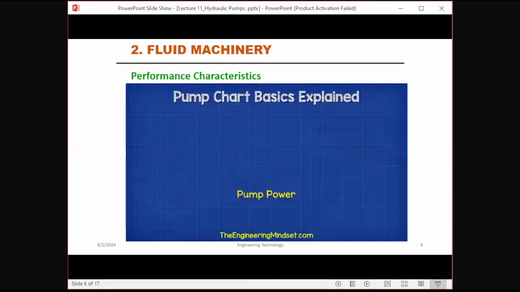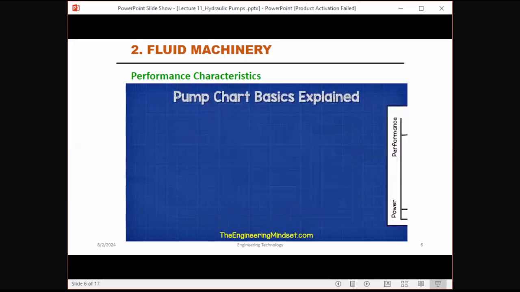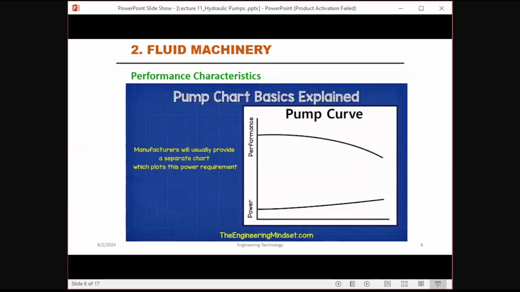Pump power. As we know, pumps require mechanical power to spin the shaft, rotor, and ultimately move the water. Pump manufacturers will usually provide a chart which plots the power requirement. In imperial units we use brake horsepower, and in the metric system we use kilowatts.